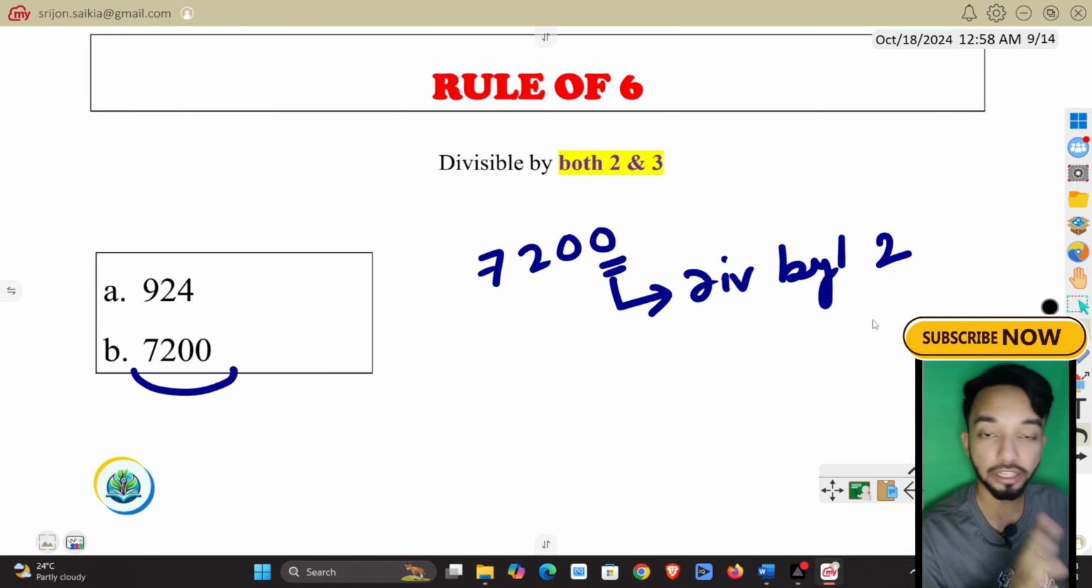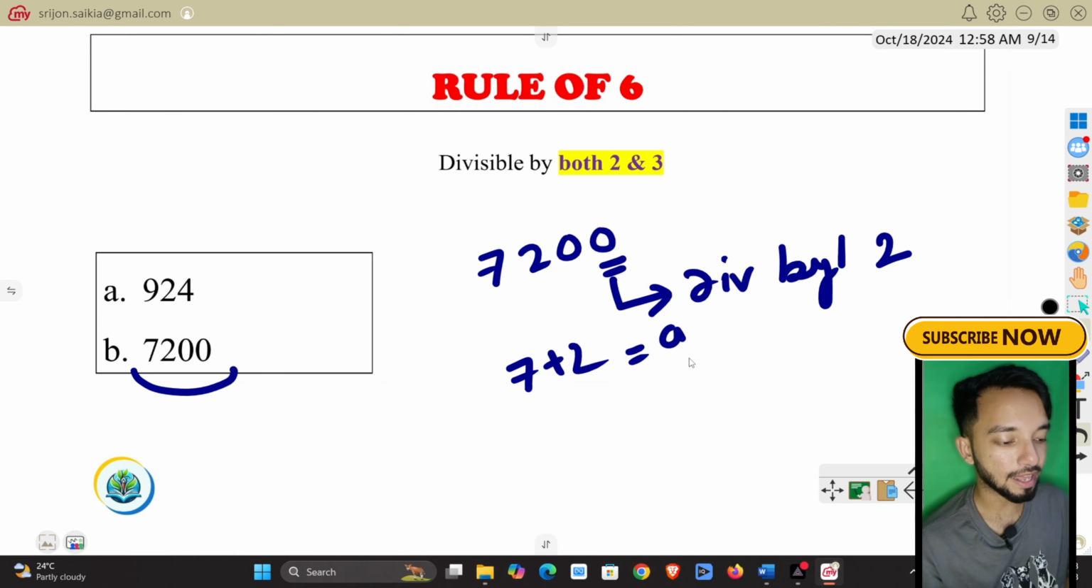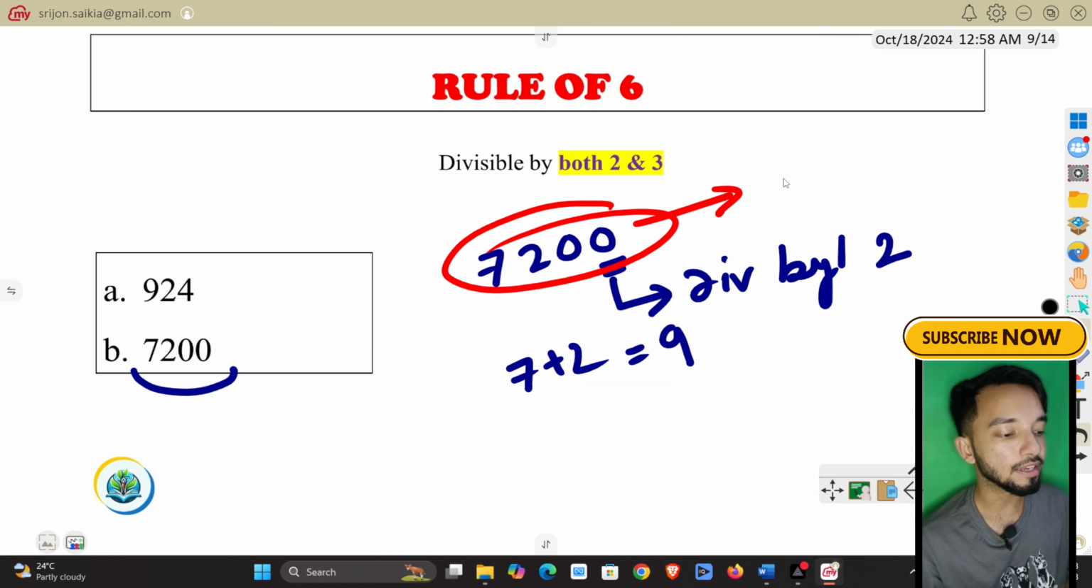Now, in order to know whether it is divisible by 3 or not, we need to sum the digits. 7 plus 2, how much will we get? We will get 9. Again, we know that 9 is divisible by 3. So ultimately, this number will be divisible by 6, since it's divisible by 2 and 3. Is this clear?